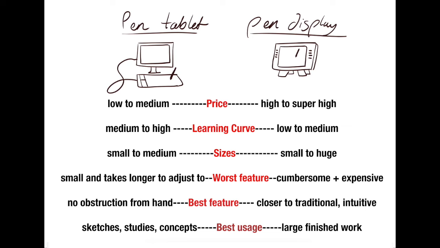Okay, and the last one is what I think is the best usage for these, and also the ones that I've found are generally recommended when you look at where the companies are selling these, like on the Wacom website and everything. The pen tablets are a lot better for sketches and studies and little concepts, just things where you're planning out something a little bit bigger but not really going into too much detail with it. And the pen display, on the other hand, is better for doing these large finished works where you need to see a big space to be able to relate everything to each other and understand it in a larger frame, but also be able to work on the details at the same time without having to zoom in to a ridiculous degree.